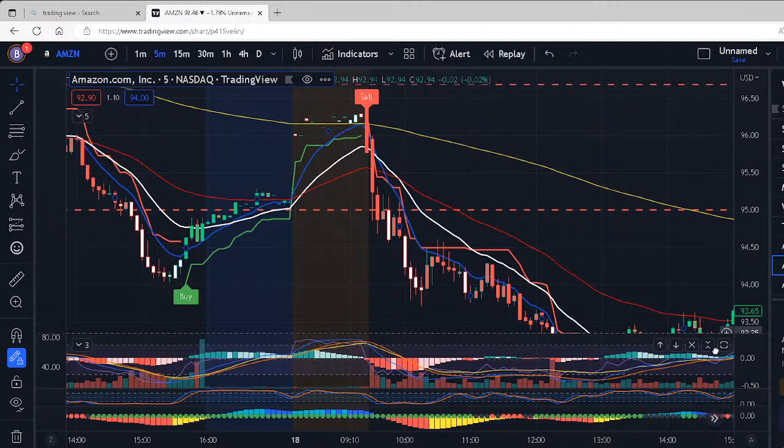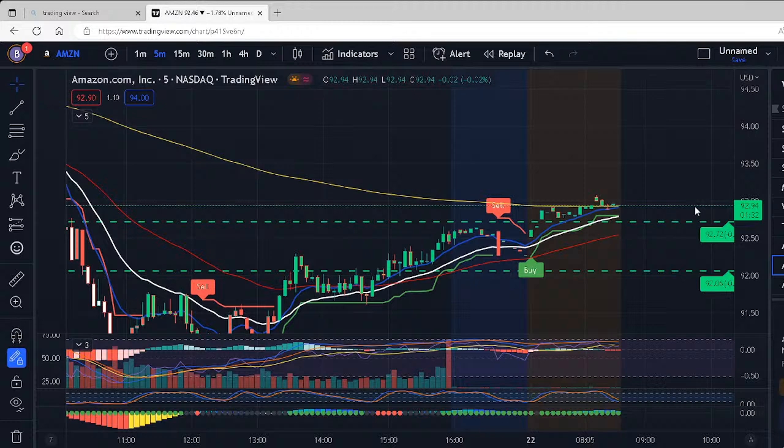Keep that in mind, and we're pretty much right at it. I'm definitely going to keep my eye on it. This is do or die right here. Ultimately, you want to see a couple candles plotted above the 200 on Amazon, guys. So just keep that in mind. This is huge right here.